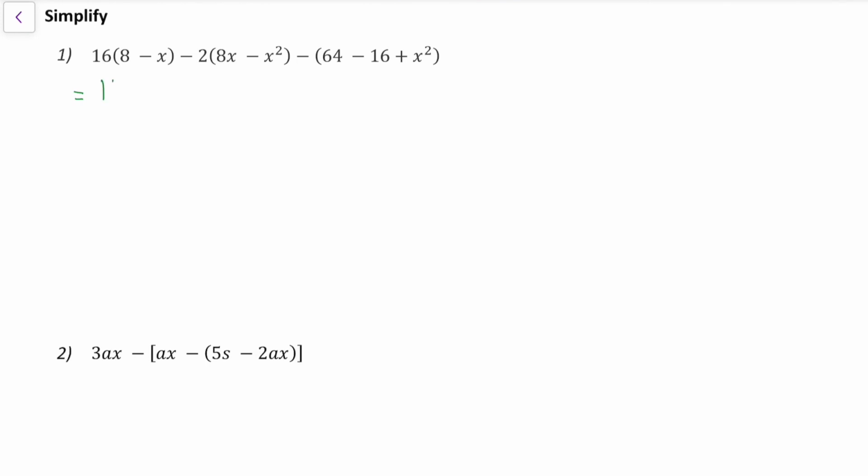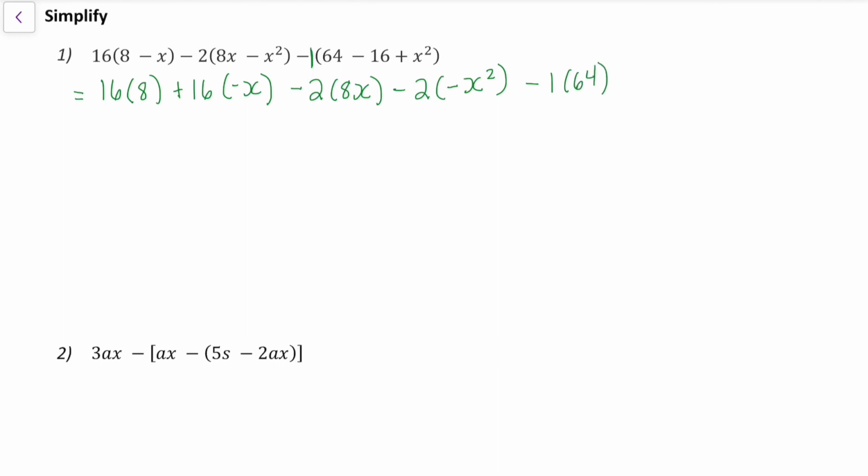So I get 16 times 8, 16 times a minus x, and then I have a minus 2 times an 8x, a minus 2 times a negative x squared, and then here we can think of this as a negative 1. So I have a negative 1 times 64, negative 1 times negative 16, and a negative 1 times an x squared. And I'm going to solve all of those.